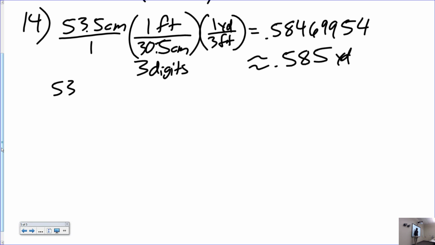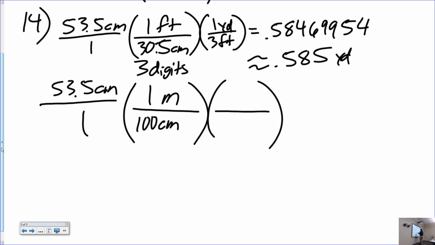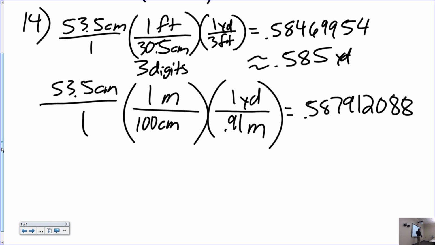If you used a different conversion, so let's suppose you use the 0.91 meters per yard, right? So you said in 1 meter there are 100 centimeters, and then you said that in 1 yard there are 0.91 meters. This is also a perfectly valid way of doing the problem. If you wanted to do it and you did it this way, perfectly okay. When you do this, you get 0.587912088. But now, since I used a conversion that only has 2 digits, I have to round my answer to 2 digits.